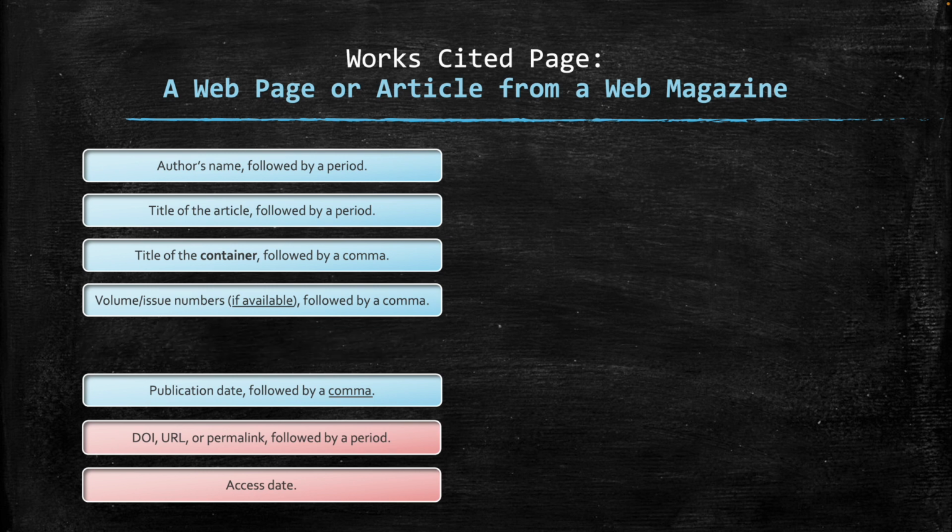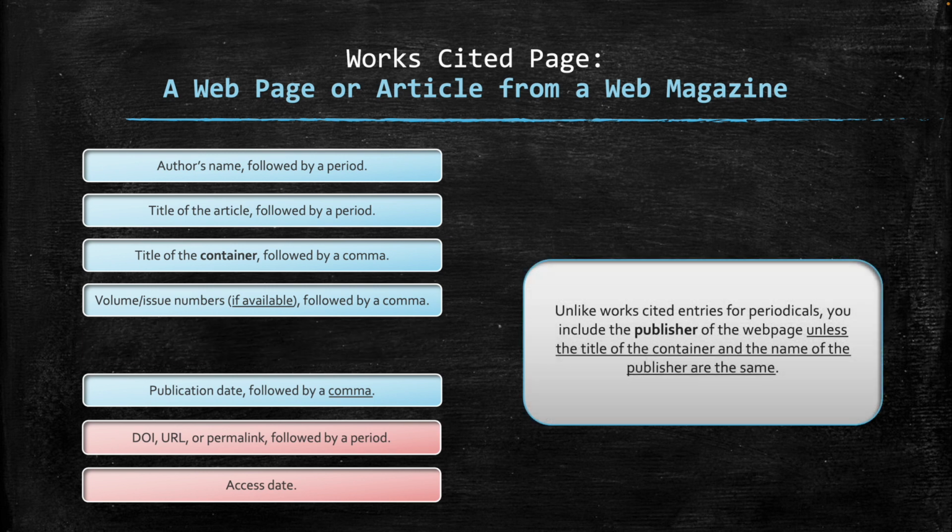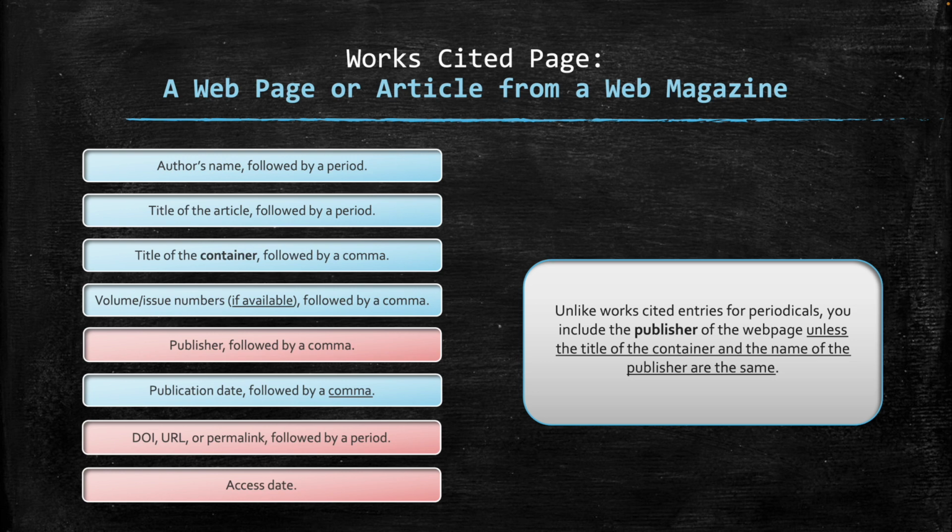So the publisher will go after the title of the container or after the volume and issue numbers if there are any. Again, I would say that's uncommon. But unlike works cited entries for periodicals, you do include the publisher of the web page. So remember, with periodicals, you don't need the publisher, but with electronic sources, a web page or an article from a web magazine, you do include the publisher's name. Again, that's after the title of the container or after the volume and issue numbers.